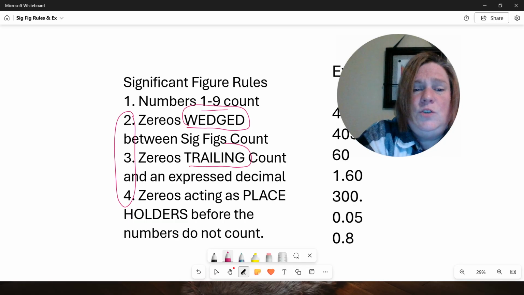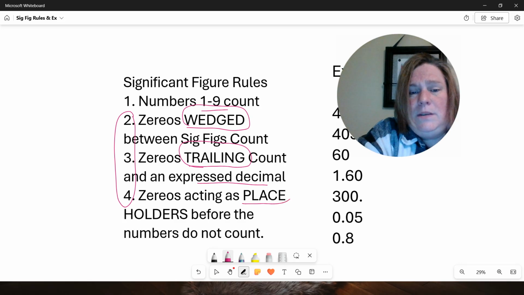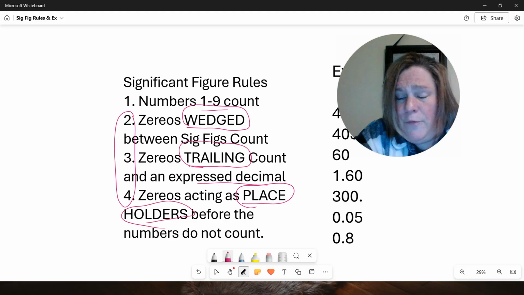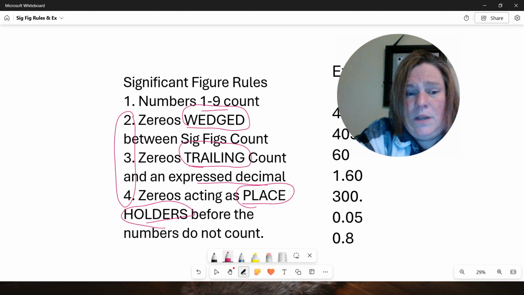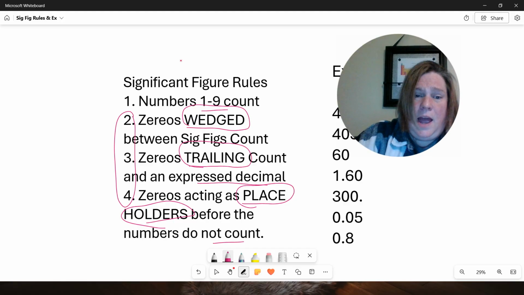If a zero is trailing and there's an expressed decimal point, meaning it's at the end of the number and there's a decimal point in the value, it's going to be significant. But if a zero is a placeholder, probably before the numbers, it's not going to count. So let's look at some examples to see how we can identify significant numbers.